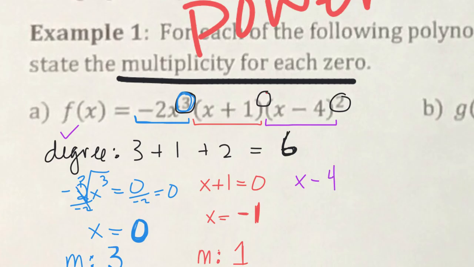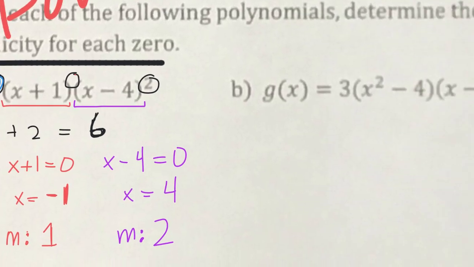And our last one is x minus 4. So what number minus 4 equals 0? Positive 4. And what's the multiplicity of that zero? It is 2, because that's the power of our factor. Okay, so we found the degree, we found all the zeros, and we found each zero's multiplicity. Check. We've done all the things. Okay, so let's continue on with our next example.